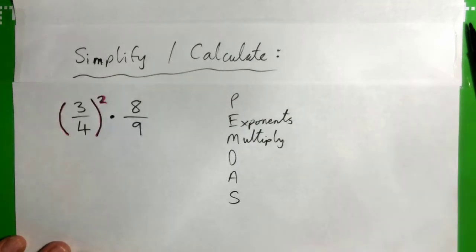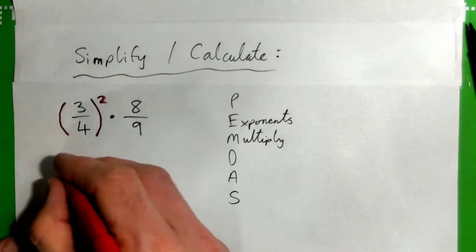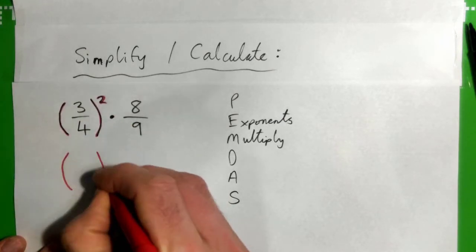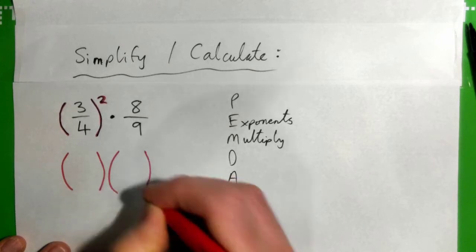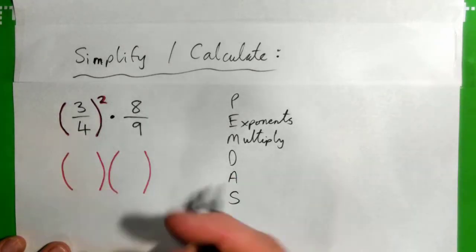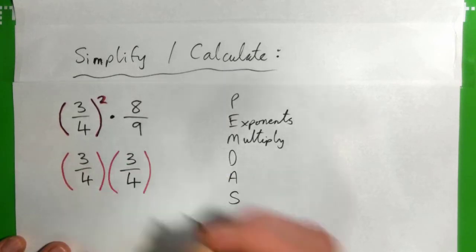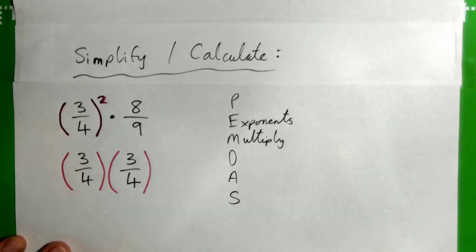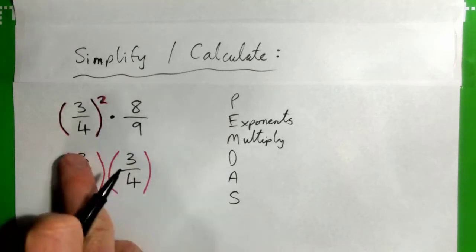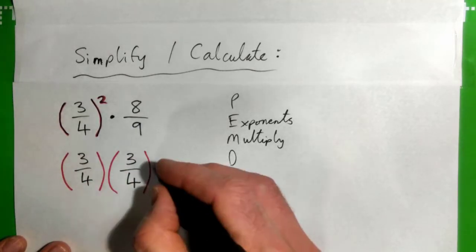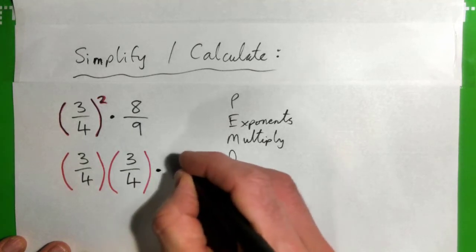Now, the best way I like to do that is I just go, okay, there's an exponent on the parenthesis. That means I get parenthesis times parenthesis. And then I just write out what was inside there: 3/4 times 3/4, right? And that's kind of dealing with the exponent already because you're writing it out. You can multiply that and get 9/16 if you want. But it might be more fun to do this: just multiply that now by 8/9. See that?